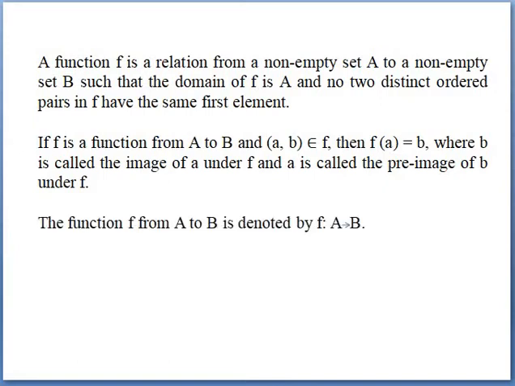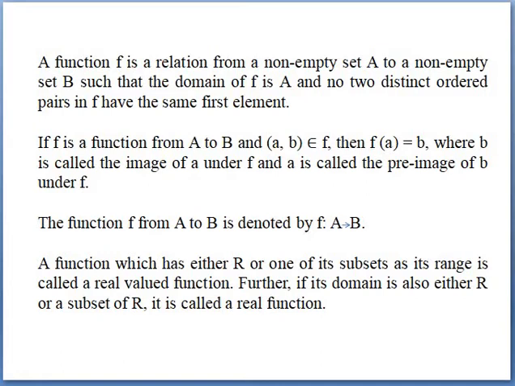A function f from A to B is denoted by f colon A arrow B. That is, function from A to B. So mathematically we will use this symbol f: A → B. Then a function which has either R, the real numbers, or one of its subsets as its range is called a real valued function. Further, if its domain is also either R or a subset of R, it is called a real function.